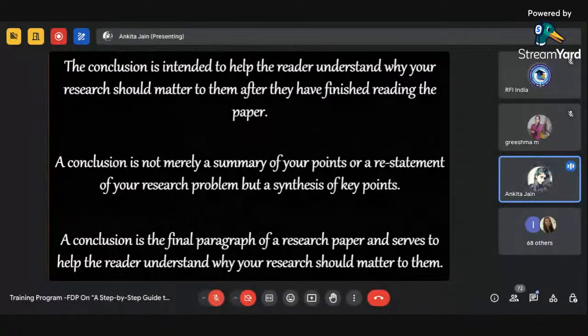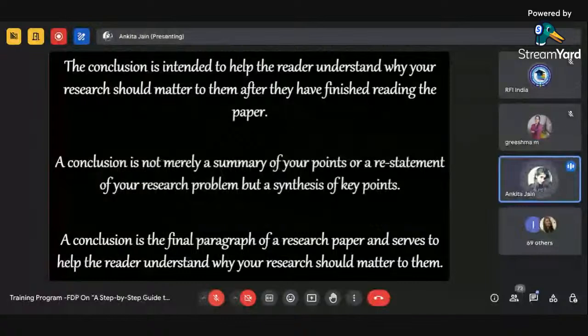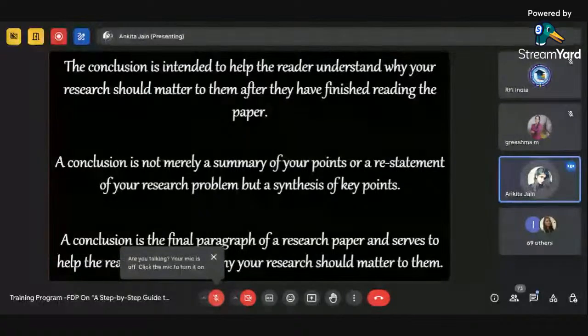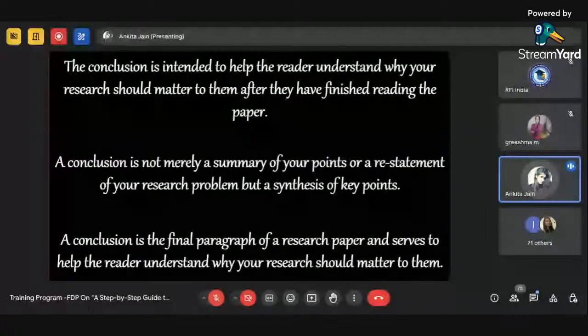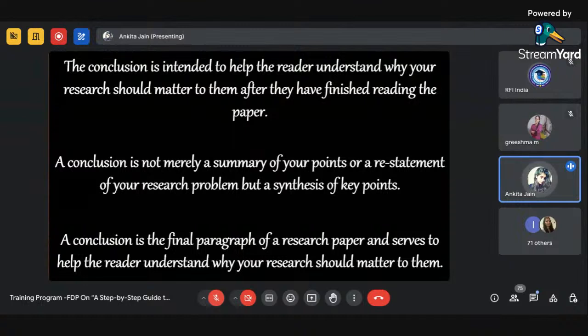The conclusion is not merely a summary of your points or a restatement of your research problem, but a synthesis of your key points. Ultimately, this gives you a view of what work has been done. It is basically the gist of your work. The conclusion is the final paragraph of a research paper, which comes last, obviously. It should never be so lengthy, because it tells you in short what you have done in the whole paper. So it should not be very lengthy.